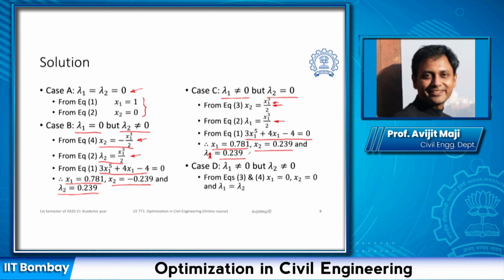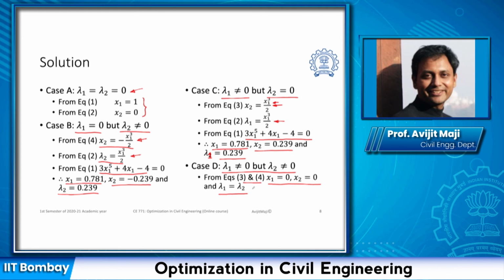The third case could be where both my constraints are active, and in this case, if we solve equations 3 and 4, we can easily obtain the value of the two design variables as equal to 0. And as we replace these values in those equations, we can show that the two Lagrange multipliers are going to be equal.